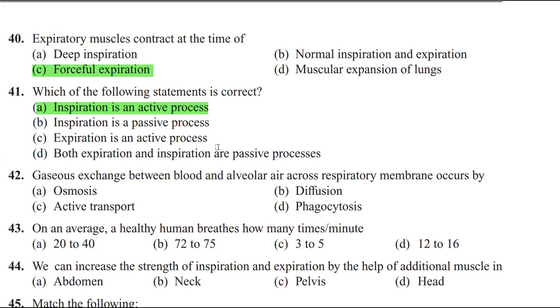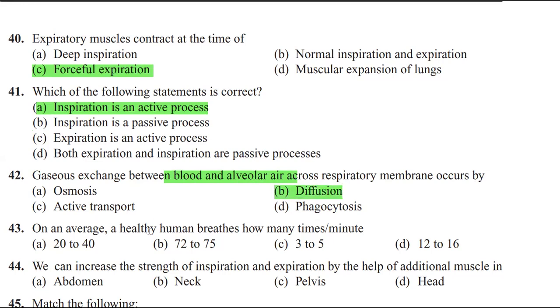Expiration is a passive process. We know that. Both expiration and inspiration. So option A is correct. Gaseous exchange between blood and alveolar air across the respiratory membrane occurs by osmosis, diffusion, active transport, phagocytosis. It is diffusion.